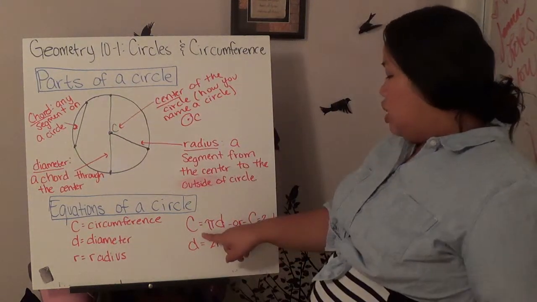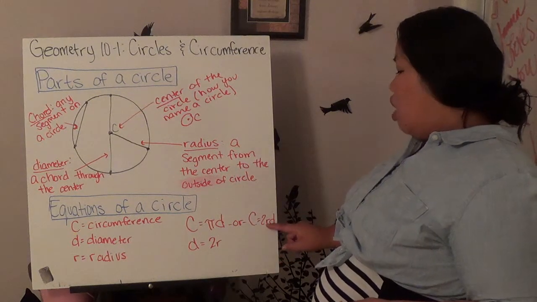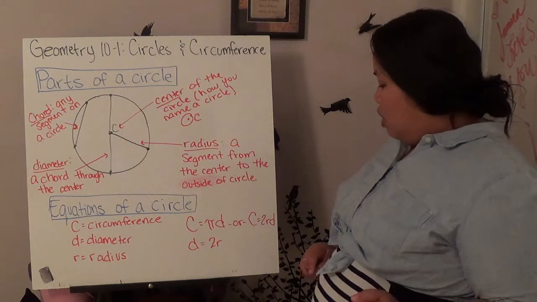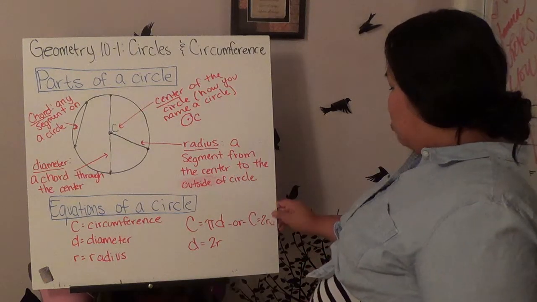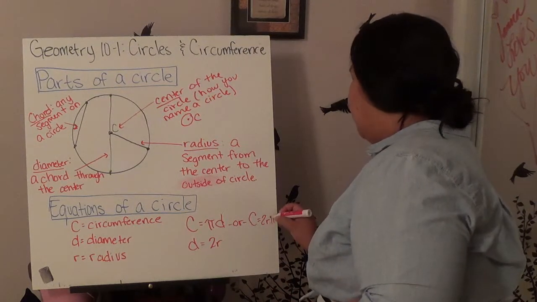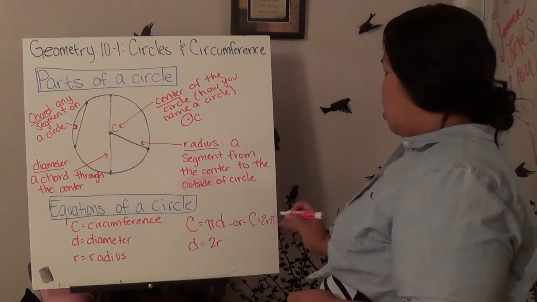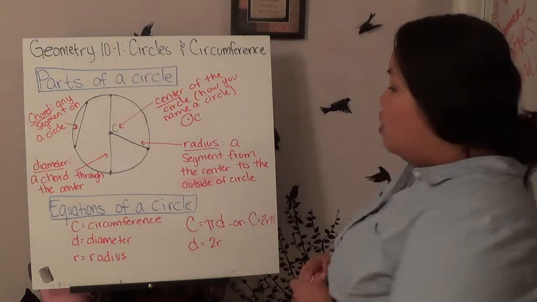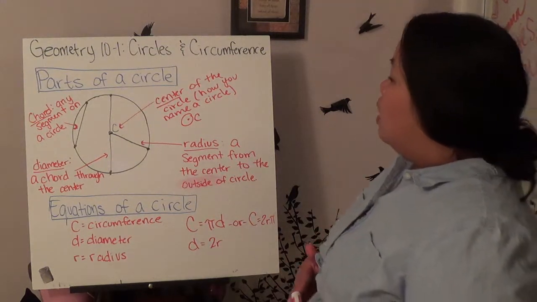I can also write the circumference as 2r pi. So see D, I replace it with 2r. 2r times pi. So, go ahead and write this down. Don't forget the vocabulary. We're going to do some example problems on this.